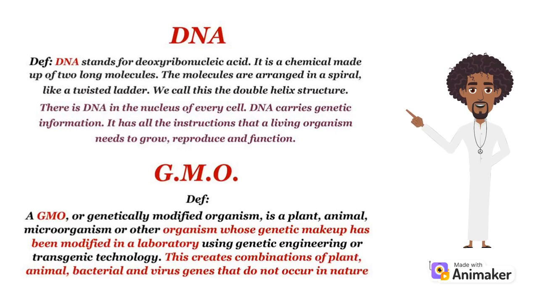There is DNA in the nucleus of every cell. DNA carries genetic information, or traits, that have been passed from previous generations. The nucleus possesses all the instructions that a living organism needs to grow, reproduce and function. Changing an organism's DNA will cause the organism to not grow, reproduce and function as it should in nature.